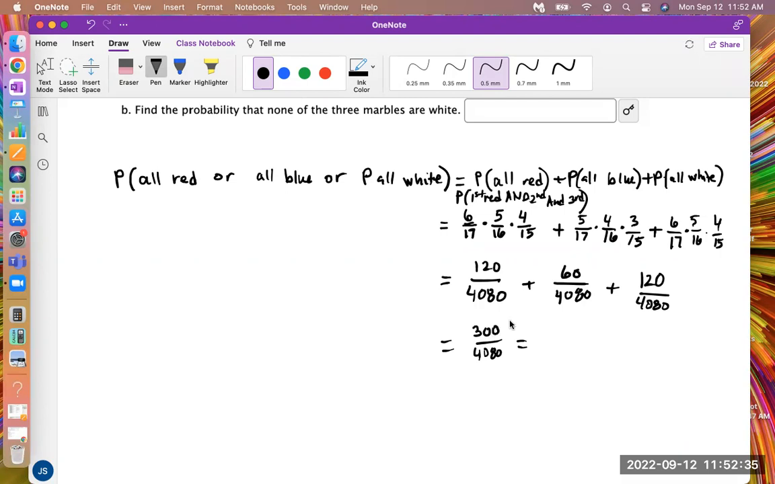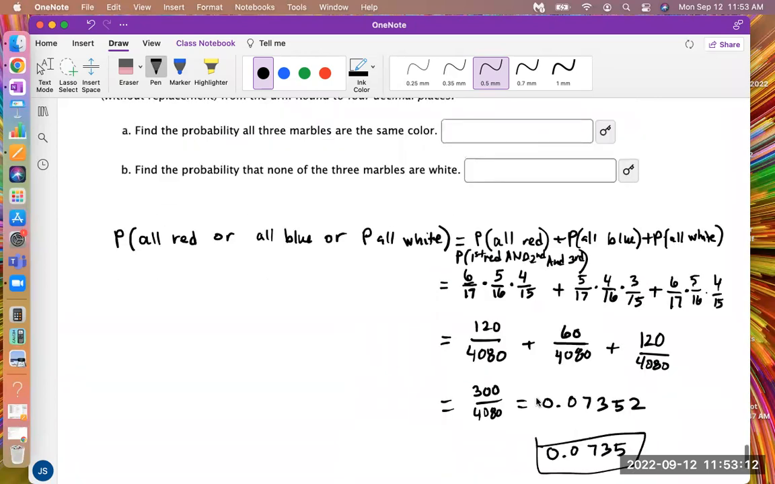And then 300 divided by 4080 is 0.07352. And they said to 4 decimal places. So we want 1, 2, 3, 4. So we look to the 2 here and ask, is it 5 or greater? And it's not. So we just truncate the 2 off. We just chop that 2 off. And there we go. There's our final answer. All right. So that's for part A.